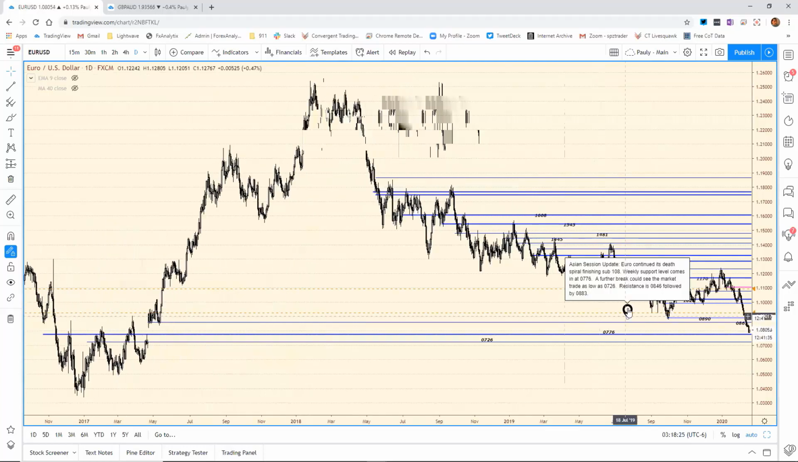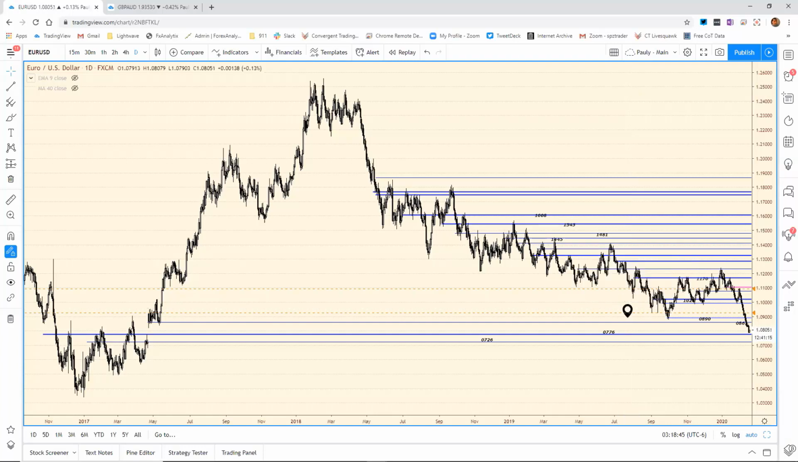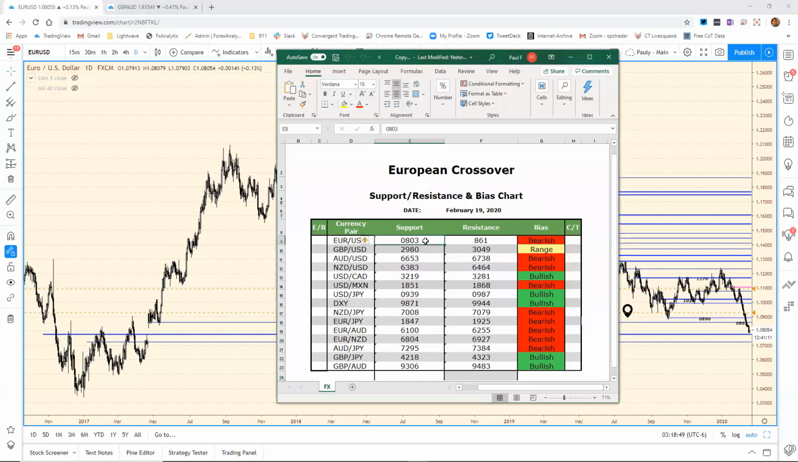Starting out with the euro. The euro continued its death spiral, finishing sub 108. Weekly support level comes in at 776. A further break could see the market trade as low as 726. Resistance is 846, followed by 883. So support is going to be here at 776. You can see that.